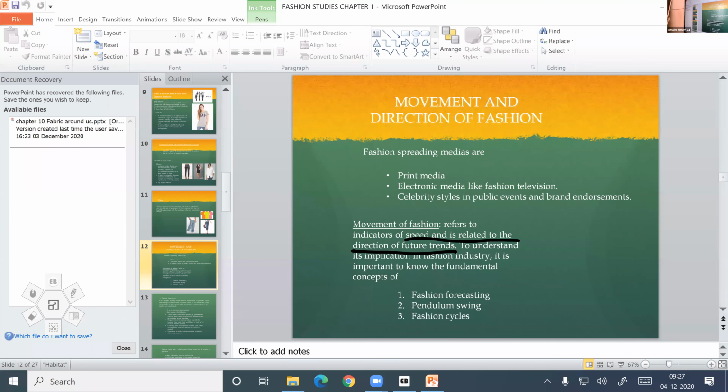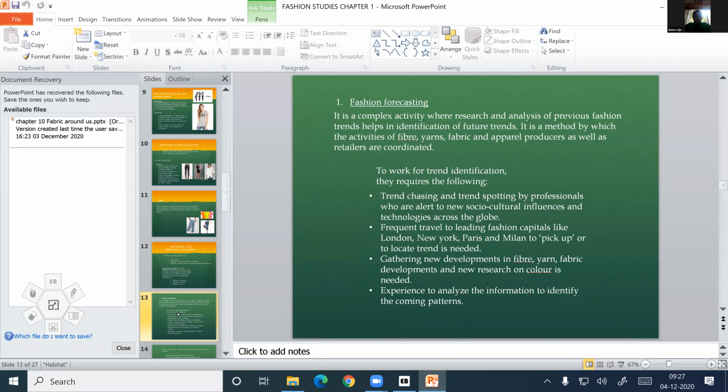And there are 3 points under fundamental concepts. Who is going to say the concepts? There are 3 concepts. Anna, can you say the 3 concepts? Fashion forecast, pendulum swing, and fashion cycle. Okay. Then what is fashion forecasting? We can explain so Reina and Nidhi can understand what we are going through. It's a complex activity which refers to analysis of previous fashion trends, which helps in identification of future trends. Okay.